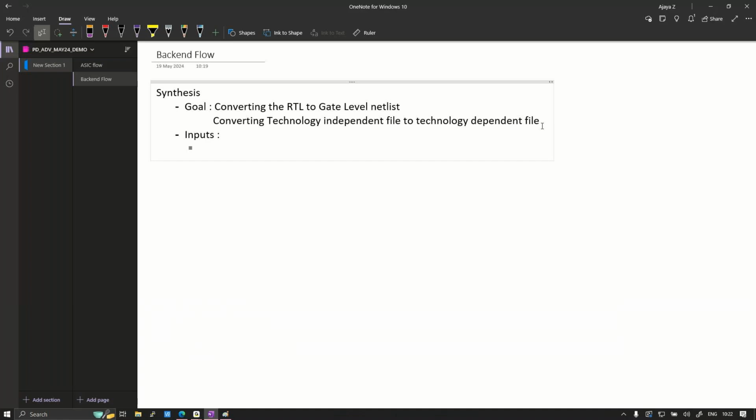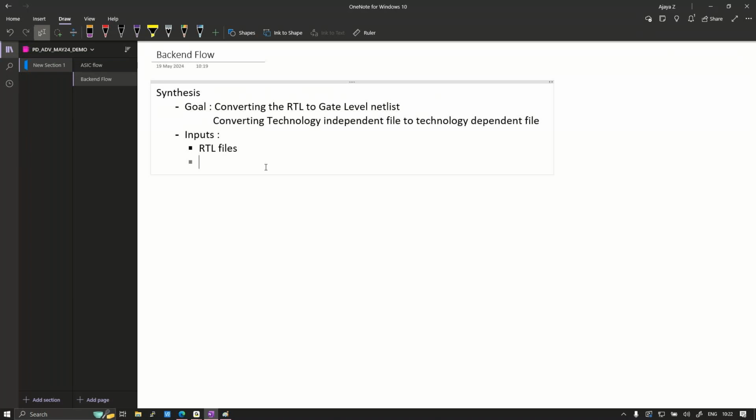From my goal, what is the first requirement? RTL files. That's what I want to convert, right? With respect to what we are going to be saying it as technology dependent. First, we are saying it is technology independent. The reason is that it's a behavioral code, a global language. You can use it everywhere.